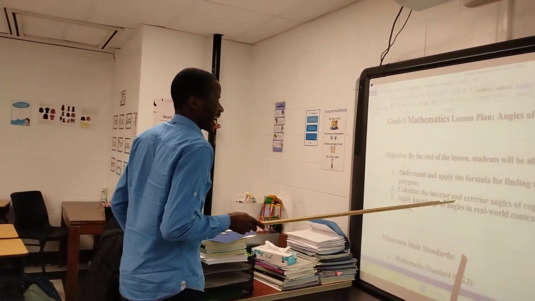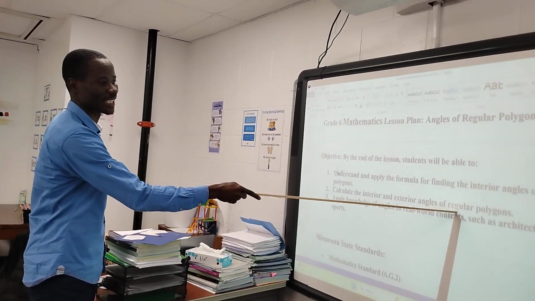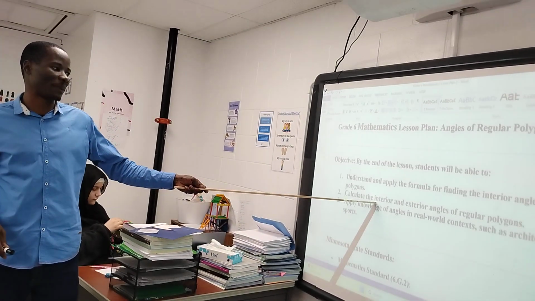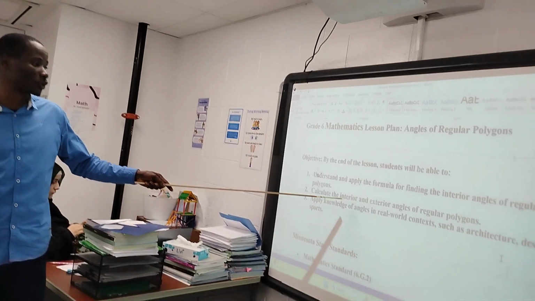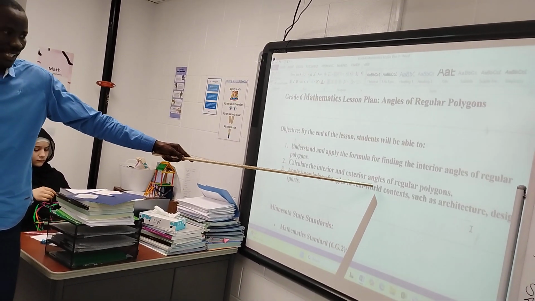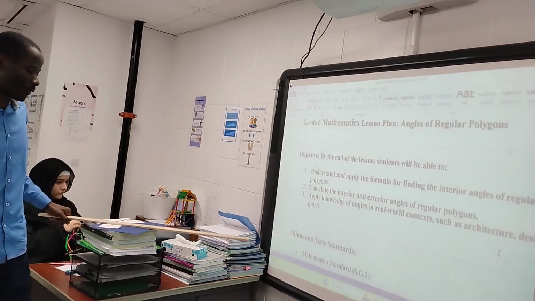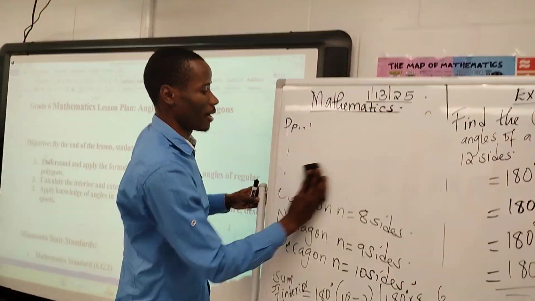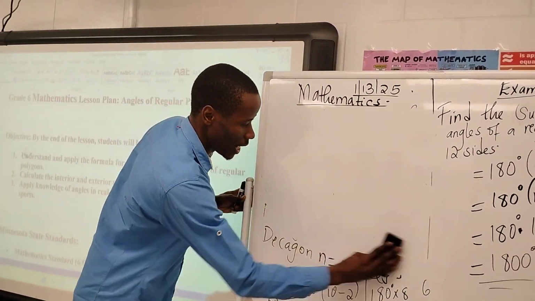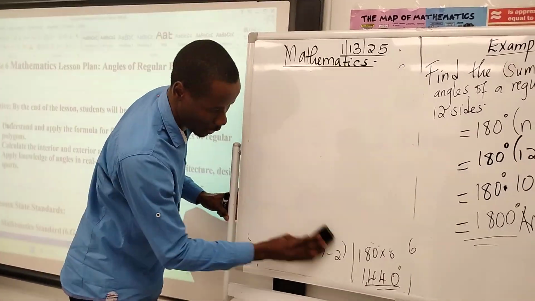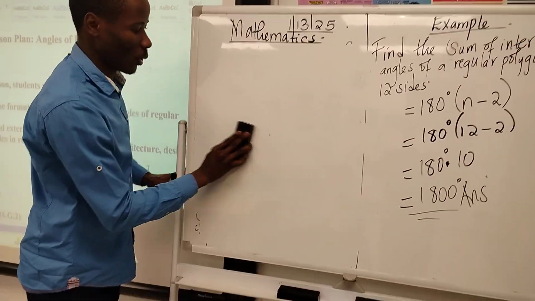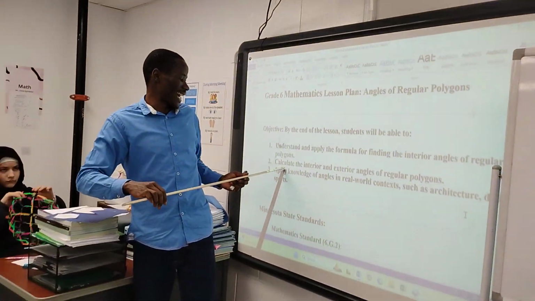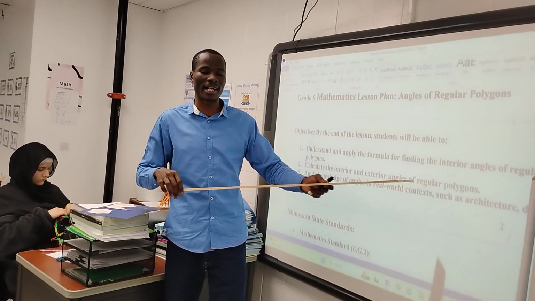Now, while we look at this, we also need to know how to find this. Look here. Calculate the interior and exterior angles of a polygon. That is the second objective. By the end of this particular lesson, you are supposed to be able to calculate the interior and exterior angles of a regular polygon. Now, follow me through here. I want to draw a regular polygon here on the board. After I have drawn it, I will also want to show you something. For example, I am on the second objective.